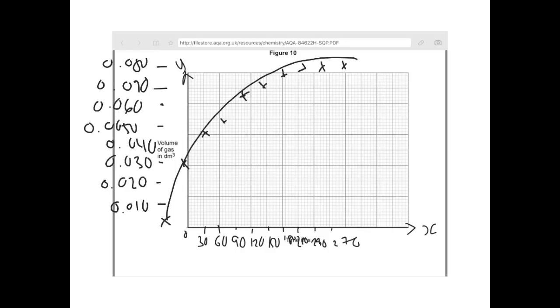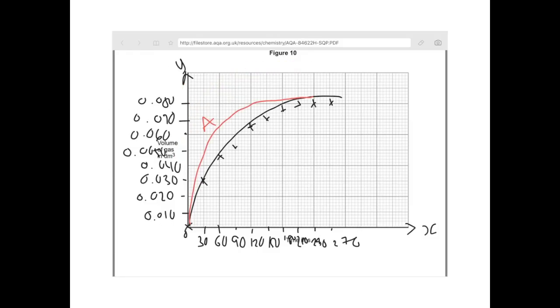Now I'm going to have to stay on this page because the next question reads, sketch a line on the grid in figure 10 to show the results you would expect if the experiment was repeated using 20 grams of smaller chips. So smaller chips means a larger surface area, which means an increased rate of reaction. And I just need to double check. Yeah, so we're expecting the same volume of gas to be produced, so we need to make sure that the line finishes in the same place. So we're going to see a steeper line but that it will end in the same place, which is why it'll look like this, and we're labelling it A.